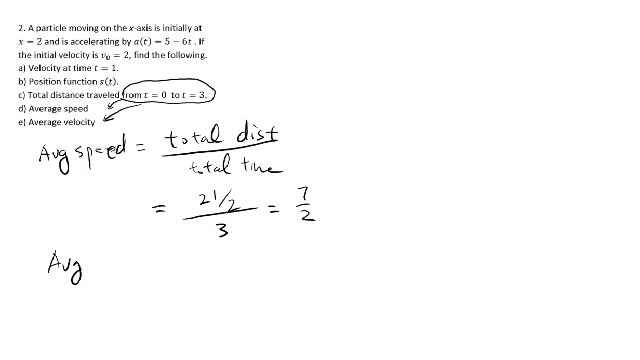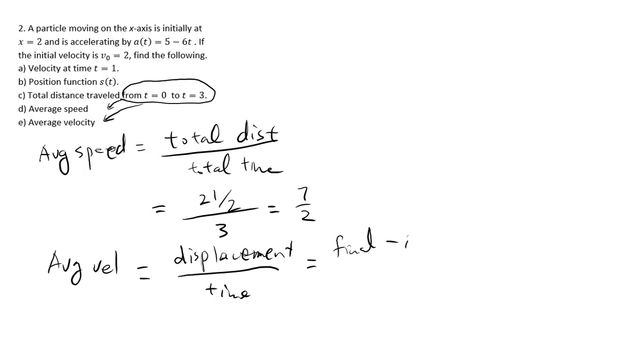What about the average velocity? Well, the average velocity is a displacement, so it's different. Displacement is just trying to figure out the difference between the final position minus initial position. So displacement is final position minus initial, and you divide by time, that's what it's looking for. We know that the final position is 7 over 2, initial position is 2, and the time is 3.